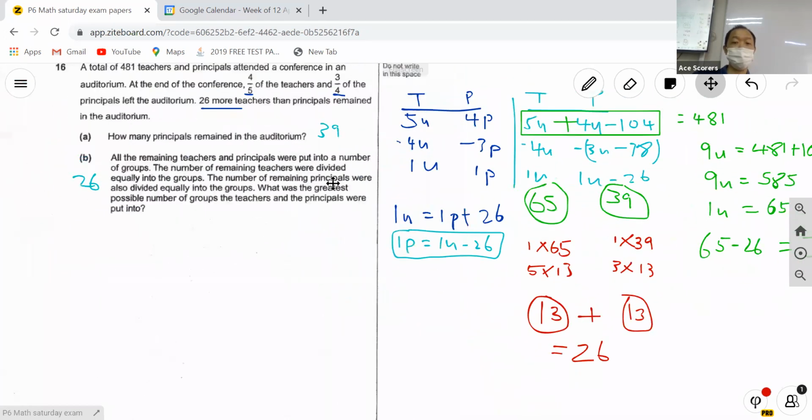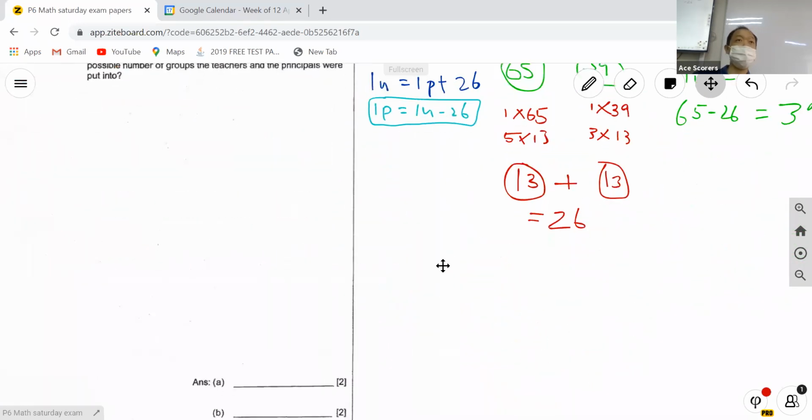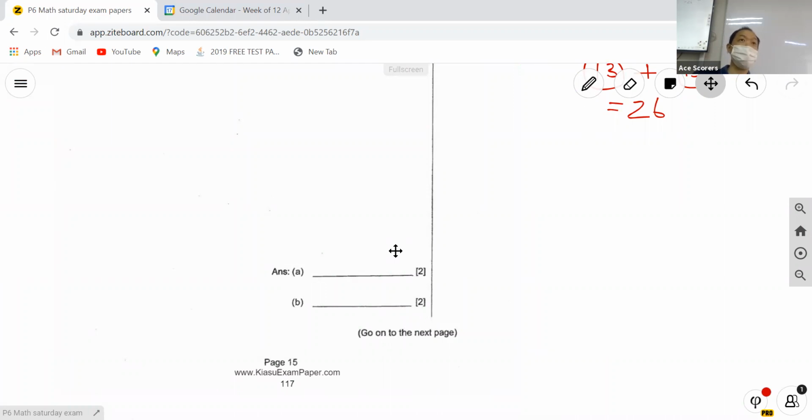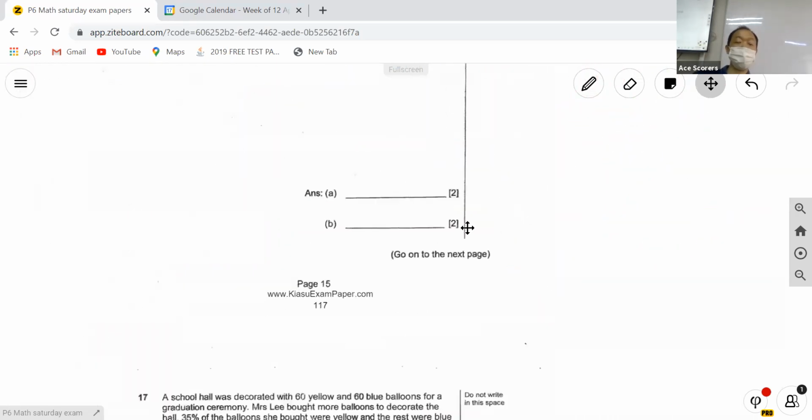All this you leave it towards the end. It's only 4 marks, okay? So it's not like 10 marks. So don't spend 30 minutes here, you understand? It's only 4 marks, after doing all this. Yeah, skip first, right? But come back later.